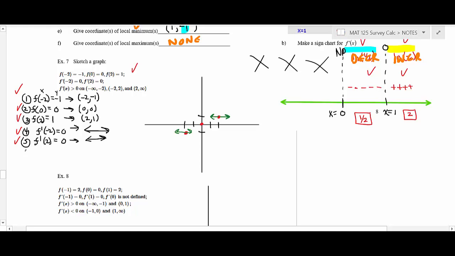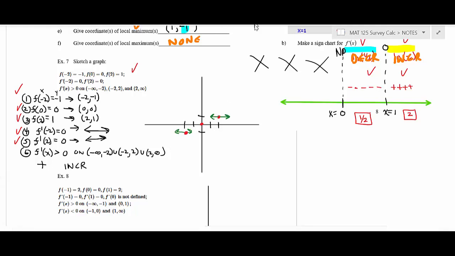So the next thing, this is actually all one statement. It's saying the derivative is positive on the interval negative infinity to negative 2, union negative 2 to 2, union 2 to infinity. Now what that's going to tell you is the function is increasing. So from negative infinity until you get to negative 2, that function is going to increase. Then from negative 2 to 2, it's going to increase. And it's going to increase from there on out.